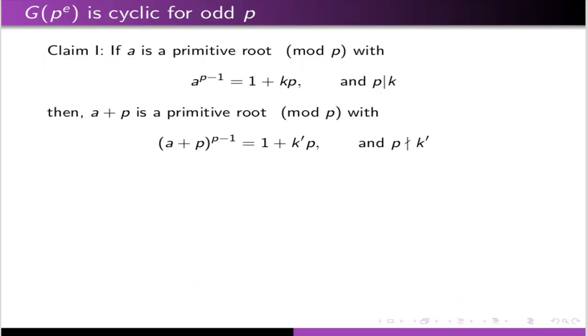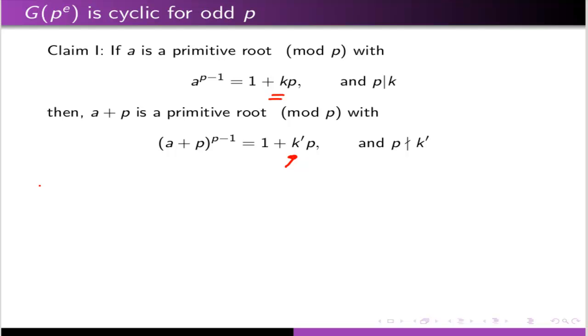Okay, so our first claim is that if I start with a primitive root where p is a divisor of k, right here, after writing down the Fermat relationship, then if I replace a with a plus p, I'll get another primitive root where p is no longer a divisor of this k value here. And that just follows from the binomial expansion.